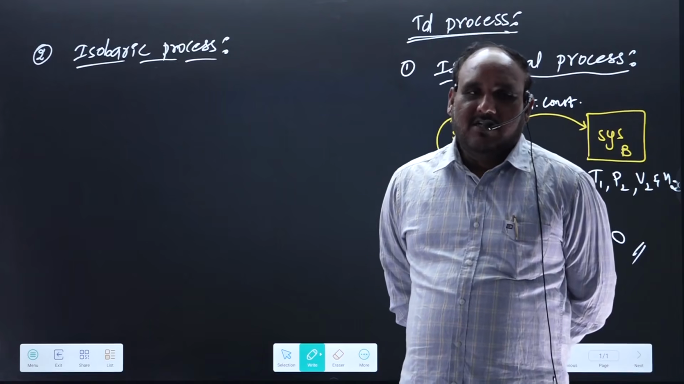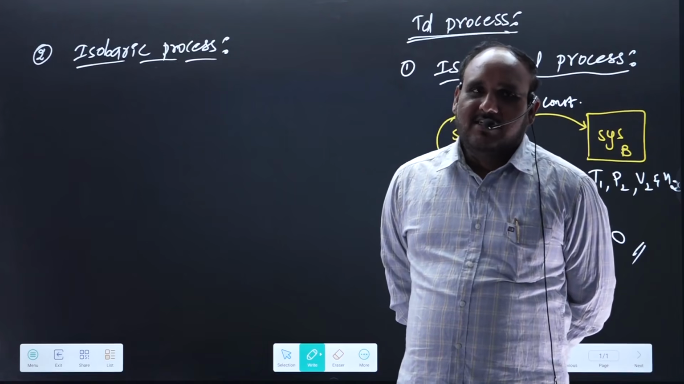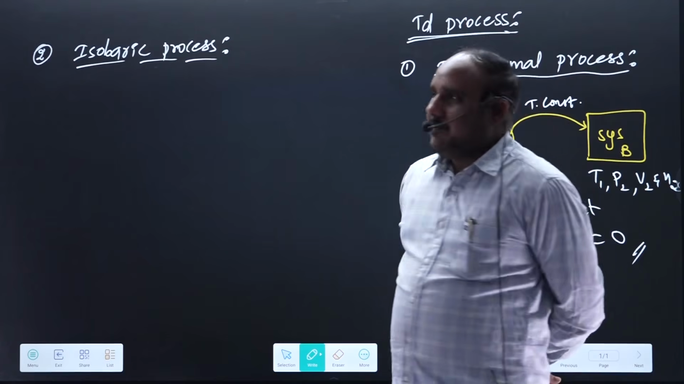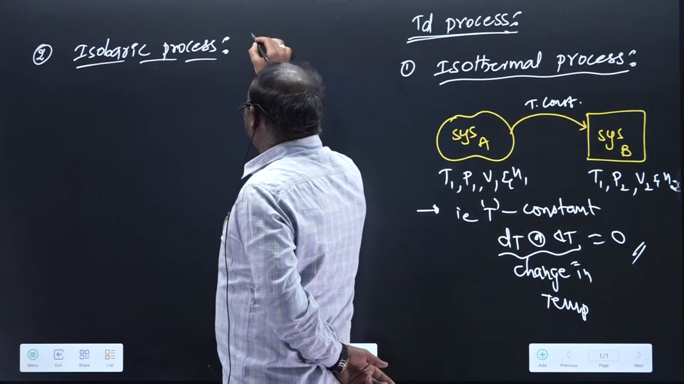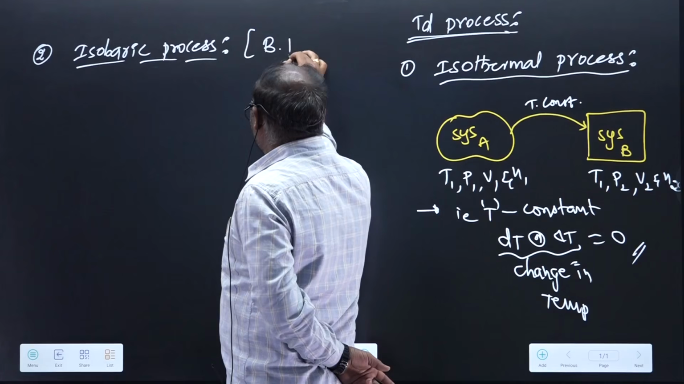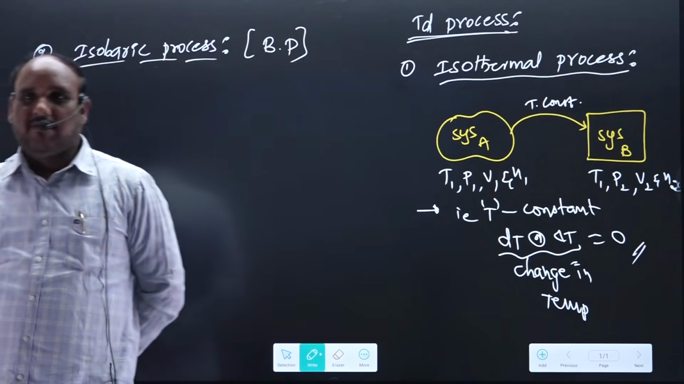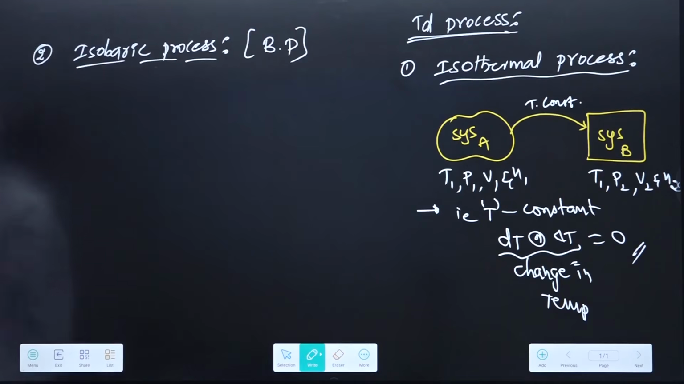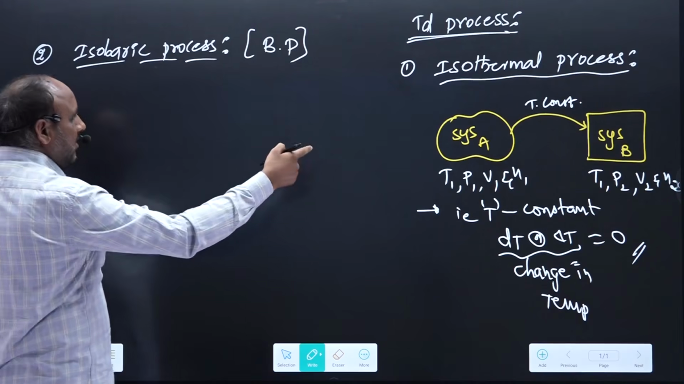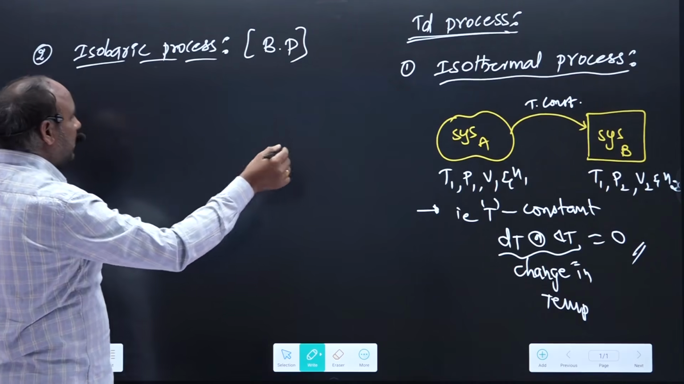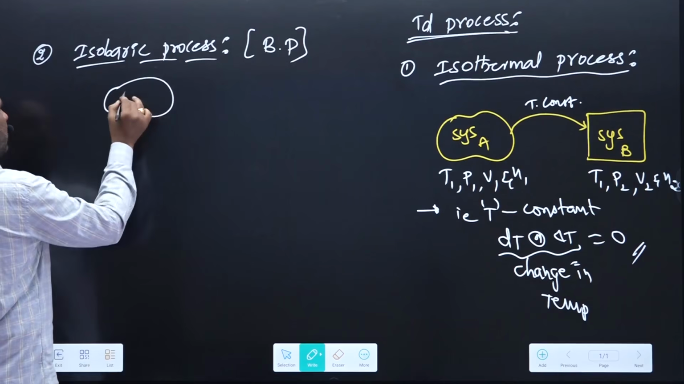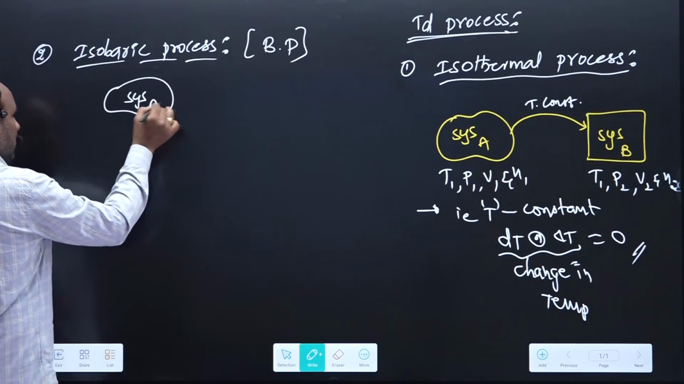Isobaric process. Which parameter is kept constant? Pressure. Blood pressure we have to remember, BP, since BP will rise sometimes. So, baric process means pressure is kept constant. I think there is no need to give diagrams every time, because just that one parameter will be constant.